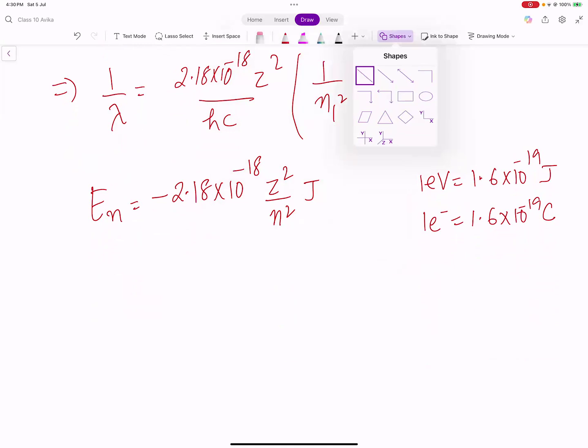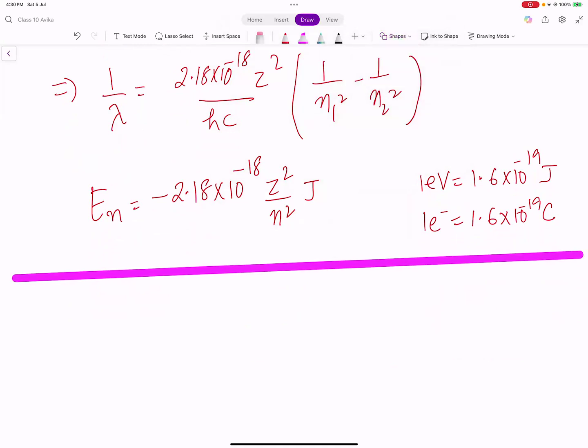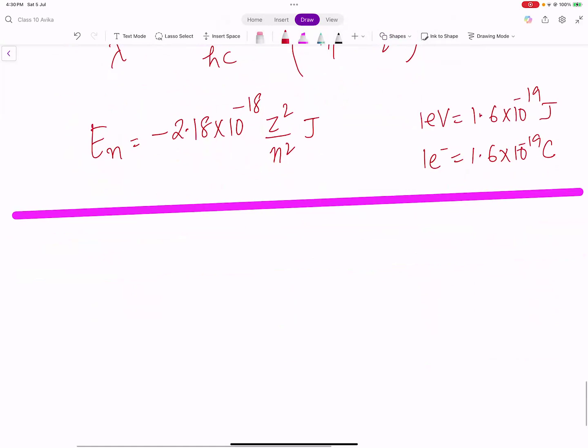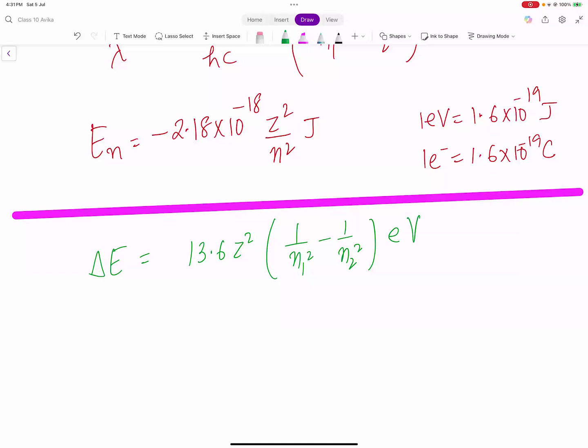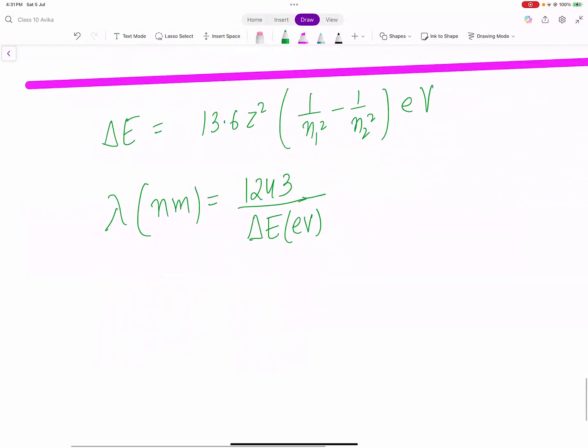So see, Avika, how do we have to do the questions? We will simply calculate the delta E. So delta E will be simply 13.6 Z square, 1 by n1 square minus 1 by n2 square, in electron volts. And then immediately I will get lambda in nanometers by using 1243, provided delta E is given in electron volts. Got it? Okay, so I'll just illustrate this also.